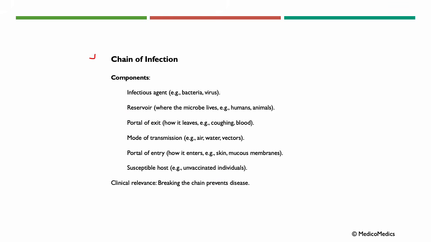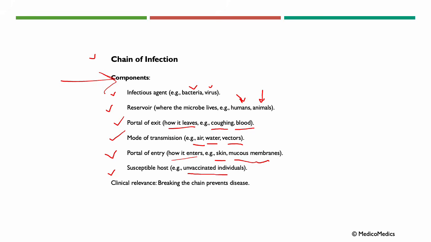Now, let's talk about the chain of infection. And what are some components here? Well, we have the infectious agent, like a bacteria or a virus. Reservoir, where the microbe lives, so for example in humans or in animals. Portal of exit, so how it leaves, like coughing or blood. Mode of transmission, like air, water, or vectors. Portal of entry, so how it enters via the skin or mucous membranes. Susceptible host, for example unvaccinated individuals.